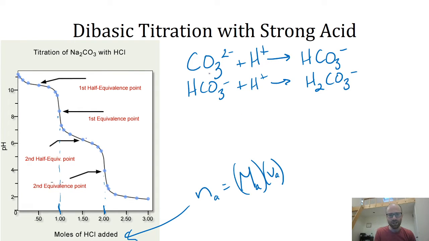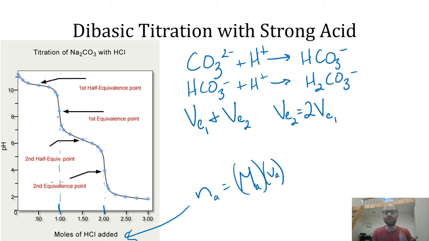So I think a good step in this process is to label 2 volumes. We're not just going to have VE, we're going to have VE1 and VE2, and we're going to define the 2 such that VE2 equals 2 times VE1. The idea being that the number of moles needed to convert carbonate into hydrogen carbonate is equal to the number of moles needed to convert hydrogen carbonate into carbonic acid.